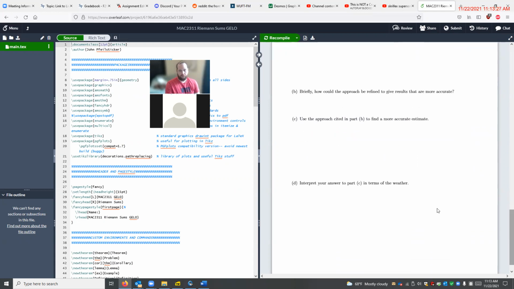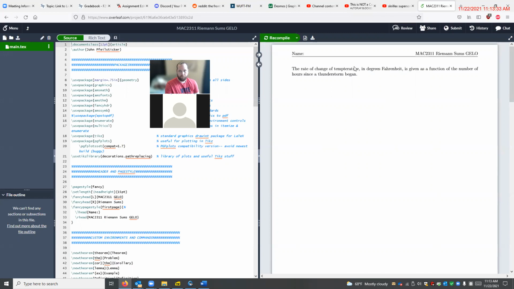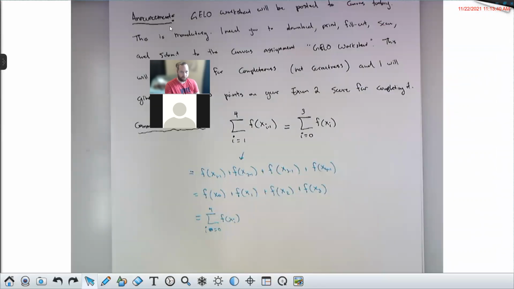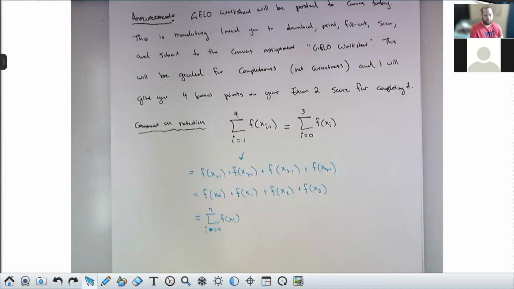And then in part D, you will interpret this in terms of the weather, because the function that we're talking about here is supposed to be measuring the rate of change for the temperature. So this connects to what we were talking about last time, right, with the net change theorem. And it also, of course, connects back to Riemann sums because you're doing a Riemann sum.